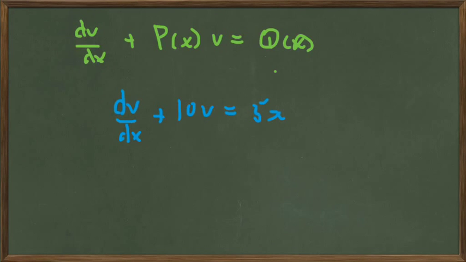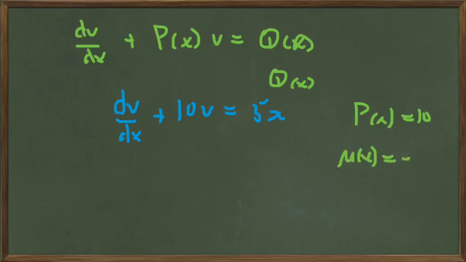So here is the differential equation rewritten. The q of x is the 5x. The p of x is 10. So the integrating factor mu of x is e to the integral of 10 dx, which is just e to the 10x. And so this linear differential equation is solved for v.